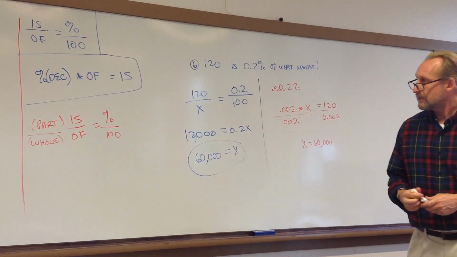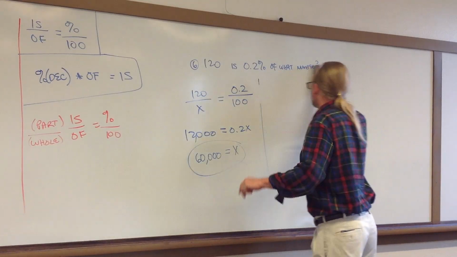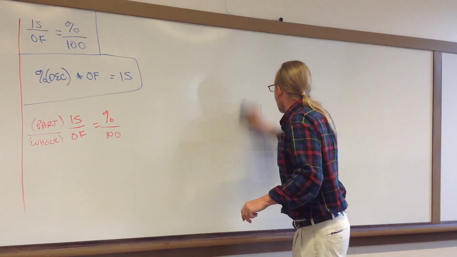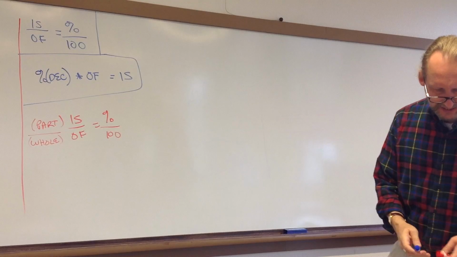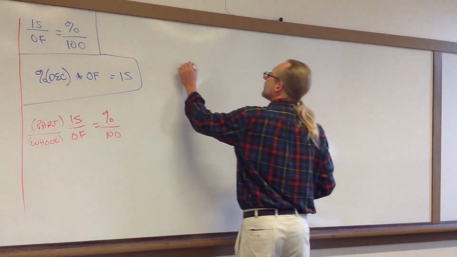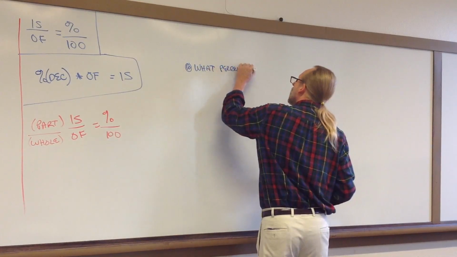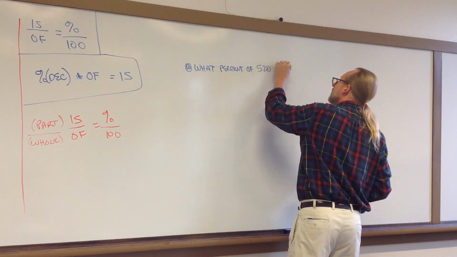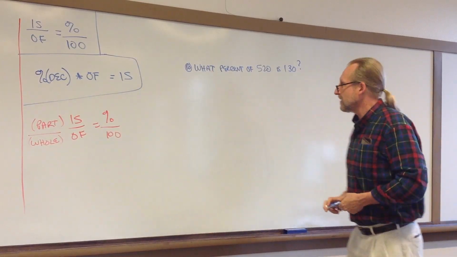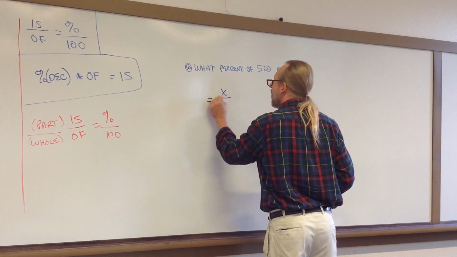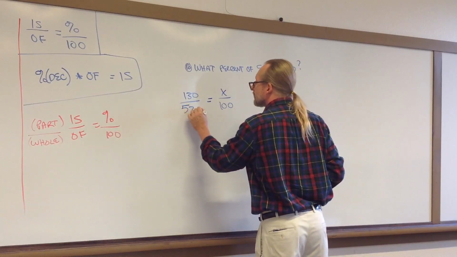All right, let's look at a couple from that next group. This is where we're looking to find the percentage. So, problem 10, what percent of 520 is 130? Okay, so we're looking for the percent. That's going to be our variable in this problem. "Is" is 130, "of" is 520.